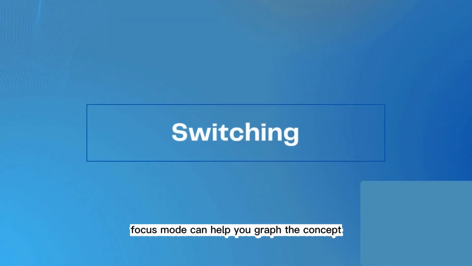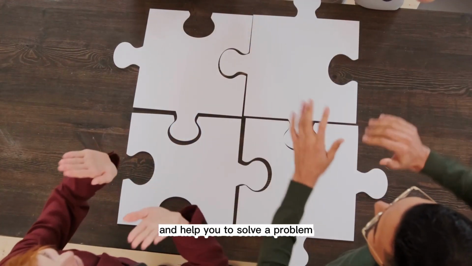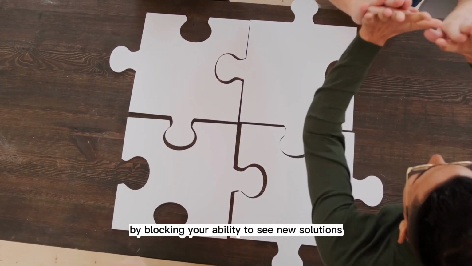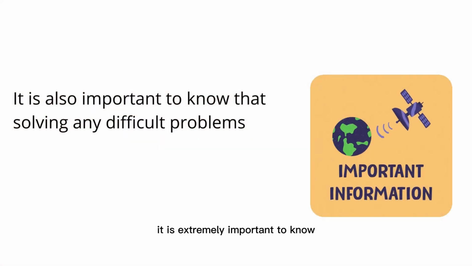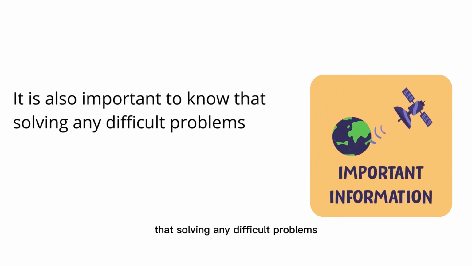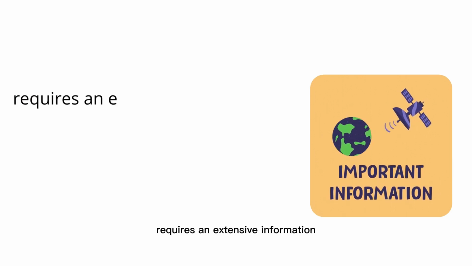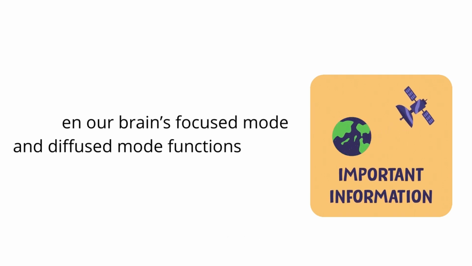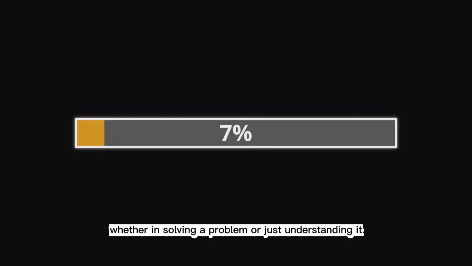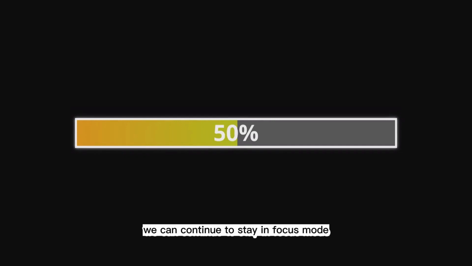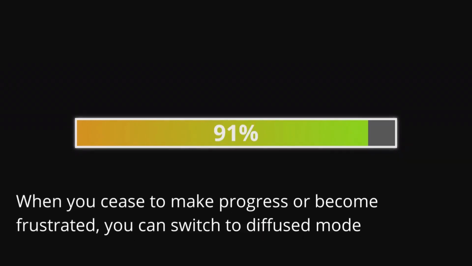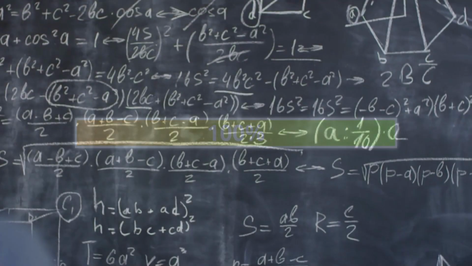Remember, focus mode can help you grasp the concept and help you to solve a problem. But it can also create problems by blocking your ability to see new solutions. It is extremely important to know that solving any difficult problem requires an exchange of information between our brain's focus mode and diffuse mode functions. As long as we are making progress, whether in solving a problem or just understanding it, we can continue to stay in focus mode. But when you cease to make progress or become frustrated, you can switch to diffuse mode.